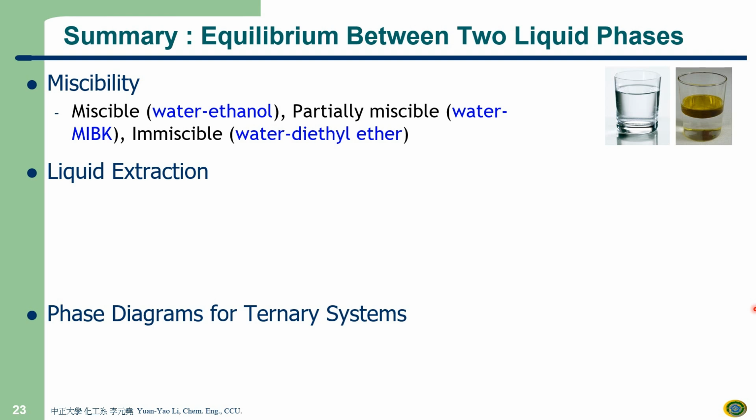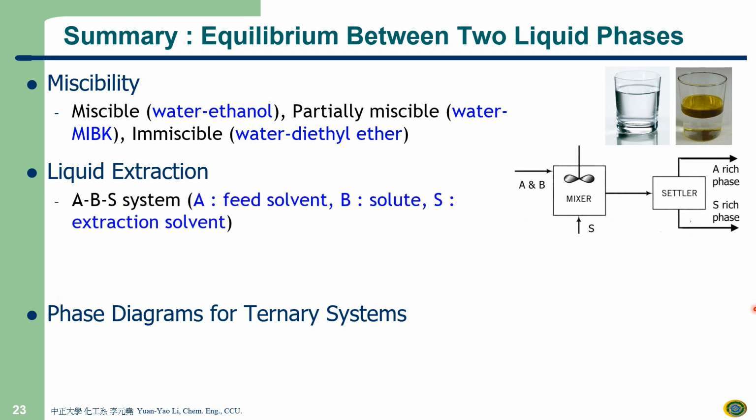After that, we learned liquid extraction, and we introduced the ABS system. A is the feed solvent, B is the solute, and S is the extraction solvent. Actually S takes B away from A. A and B are miscible, but A and S are not miscible; they can be partially miscible. But B and S are miscible. So this is what we call the ABS system.